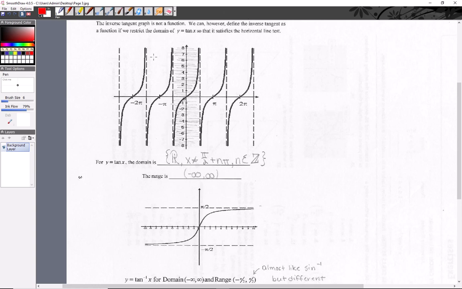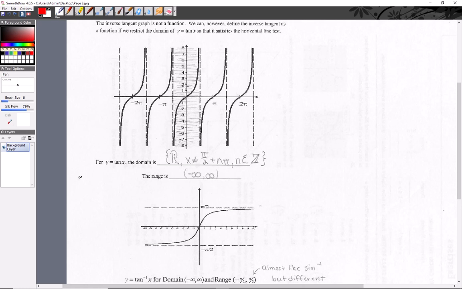All right, you see we have a lot of periods here. And clearly, this guy is not going to pass the horizontal line test. See? Nope. It fails it pretty badly, all right? So we're going to have to restrict the domain, and this is going to be a lot simpler than the other two. Mathematicians have just chosen between negative pi over 2 and positive pi over 2.